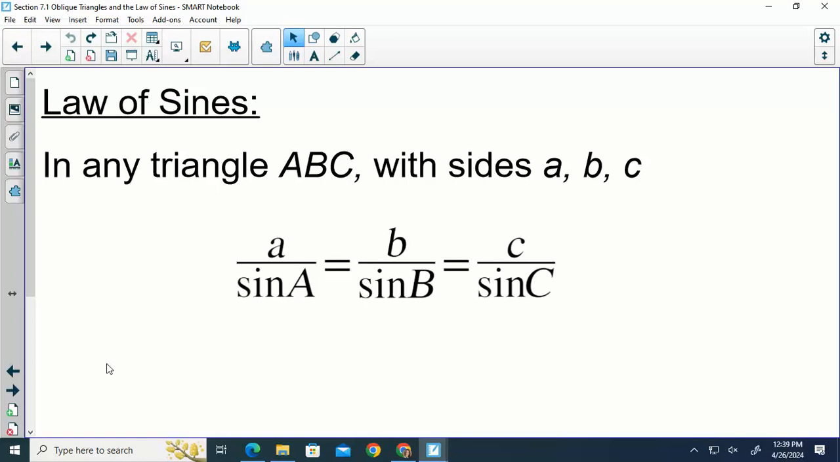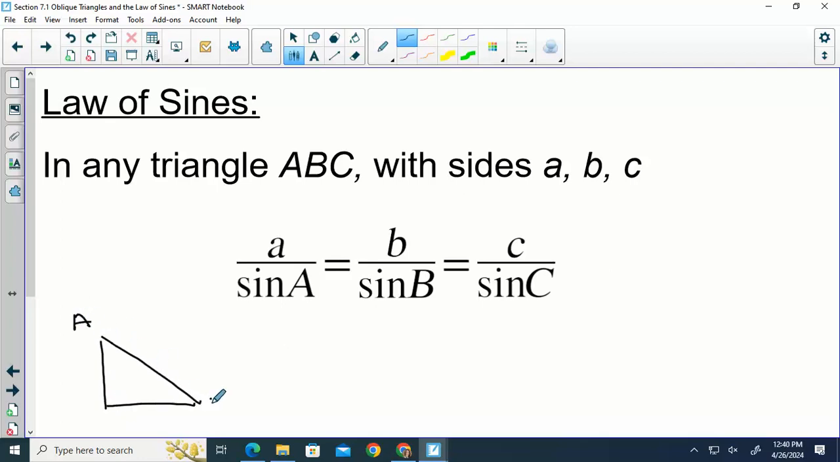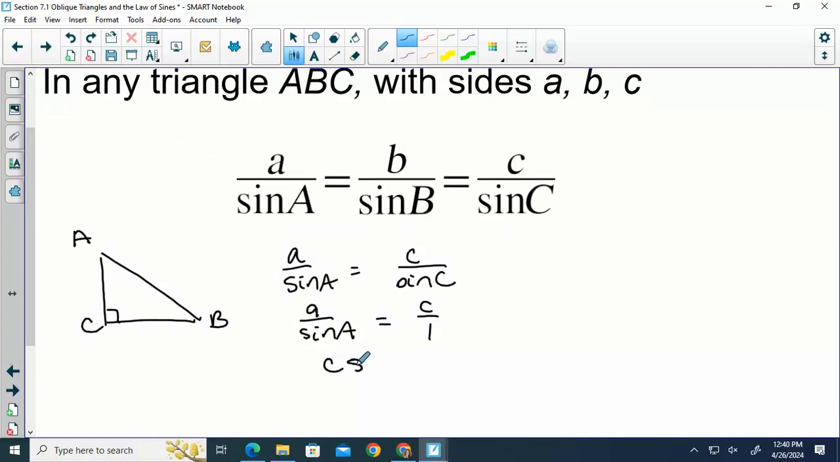Okay, this doesn't contradict SOHCAHTOA, because if we think about a right triangle, ABC, for instance, if I said A over sine A equals C over sine C, C is a 90-degree angle. What is the sine of 90? 1. So that means C times the sine of A equals A.